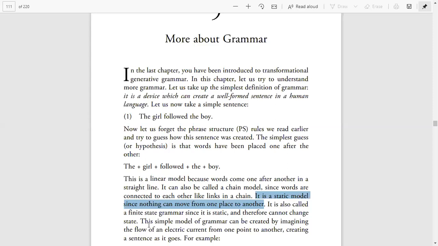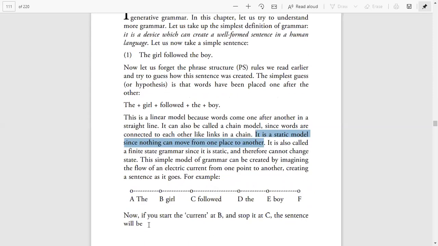This simple model of grammar can be created by imagining the flow of an electric current from one point to another, creating a sentence as it goes. So this model can also be imagined by thinking of an electric current from one point to another. Let's take an example. Here we have got the sentence in a different manner. We have made the loops of the words here.